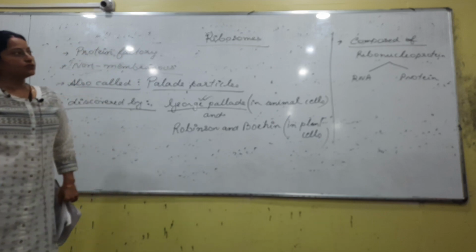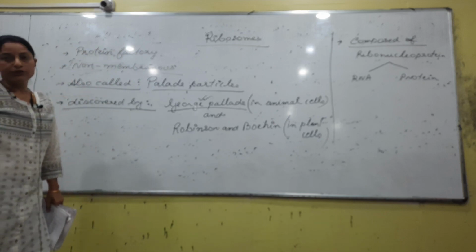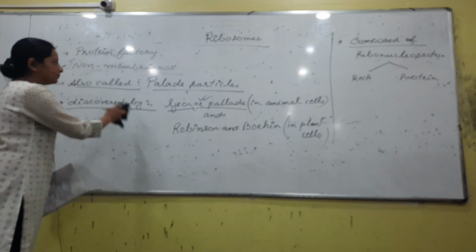So our ribosome is composed of ribonucleoprotein. What do we understand by ribonucleoprotein? RNA and proteins.